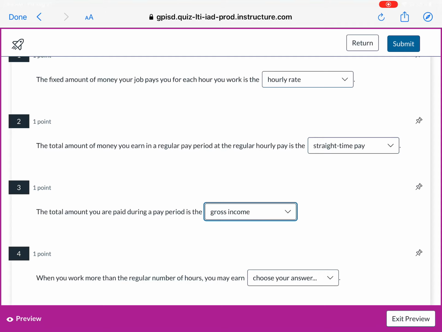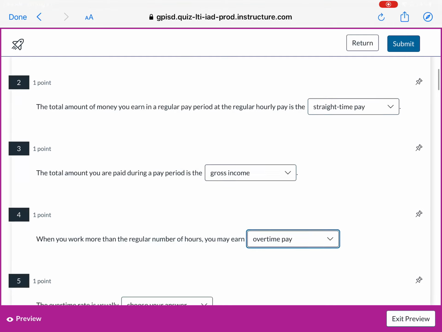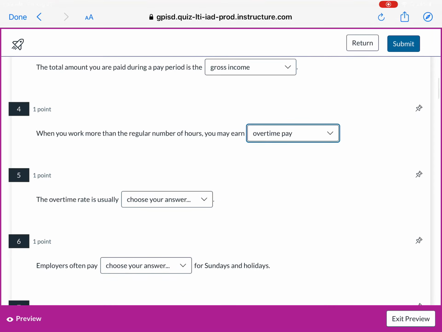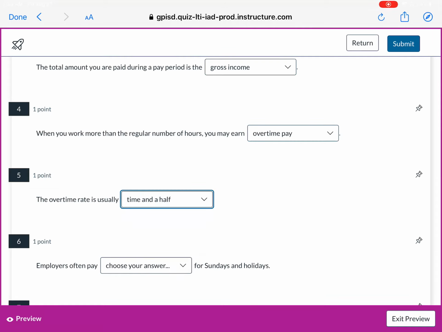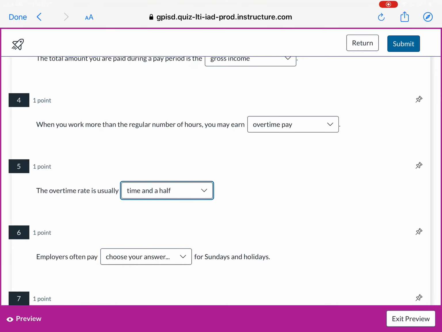Next, when you work more than the regular number of hours, you might earn overtime pay. Overtime is anytime you work over your regular hours. The overtime rate is usually time and a half. Remember, that's the 1.5 we use to multiply. If you work on a Sunday or a holiday, your employee might actually pay you double time, meaning you're going to multiply your rate by 2.